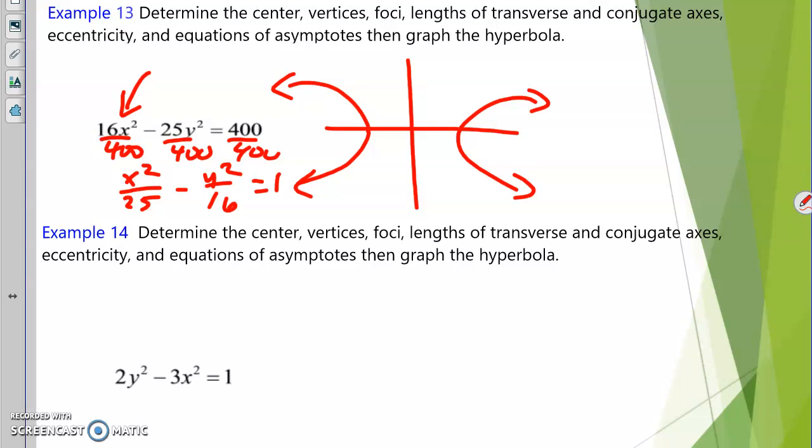We still know that our transverse axis is there, our conjugate axis, our focal, if you want to call it the focal axis, we can do that there. We're going to start naming off all the stuff that we know. Let's start at the center.